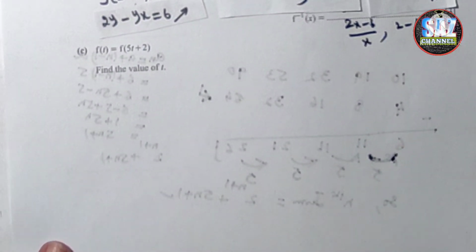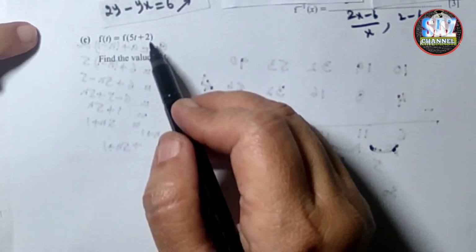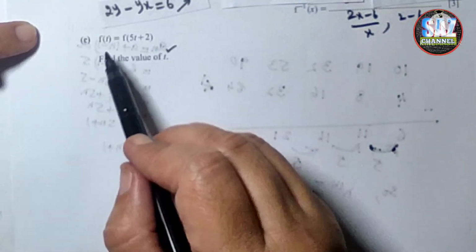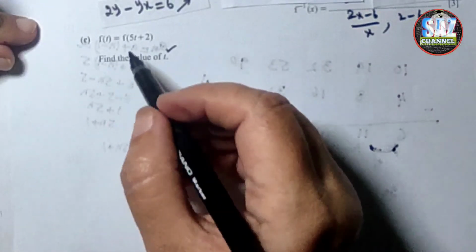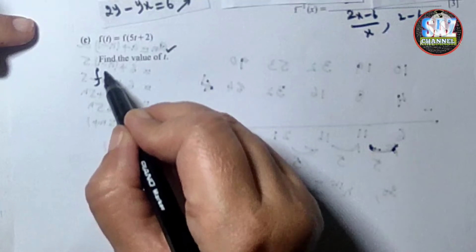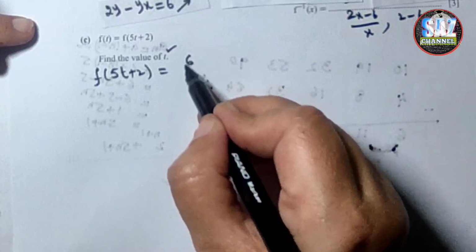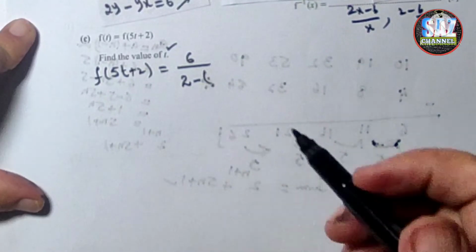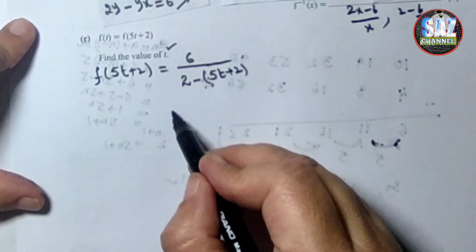The next part says that if f of t equals f of 5t plus 2, then we have to find the value of t. So it means that we are going to equate f of t and f of 5t plus 2, and then we have to get the answer. First, this side is a little complex, let me solve that for my students. f of 5t plus 2 will be equal to 6 over 2 minus, and instead of the variable we have to replace 5t plus 2.